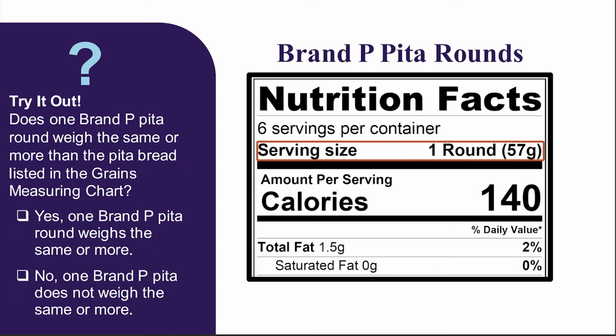Let's do that now as a practice question. Take a look at the grains measuring chart and find pita bread. Now look at the nutritional facts label for brand P pita rounds on the screen. Does one brand P pita round weigh the same or more than the pita bread listed in the grains measuring chart? Raise your hand if you think yes. One brand P pita round weighs the same or more than the pita bread listed in the grains measuring chart.